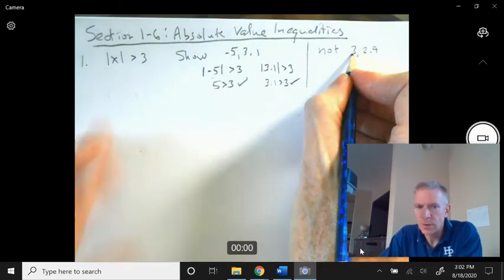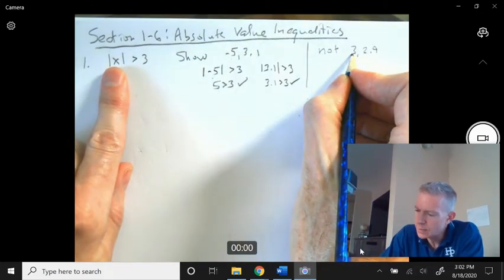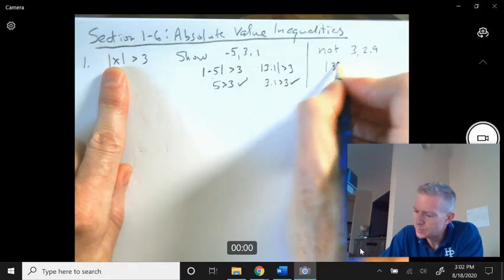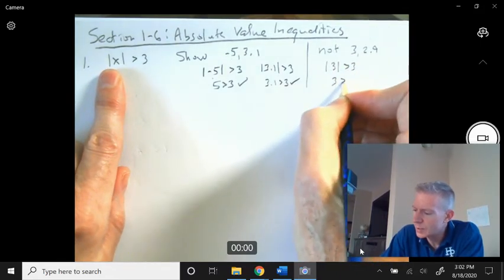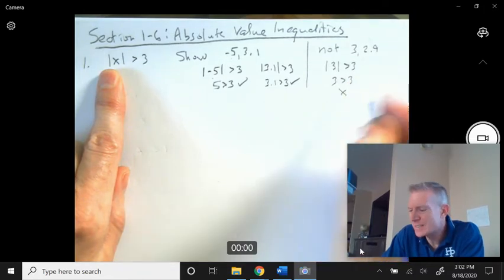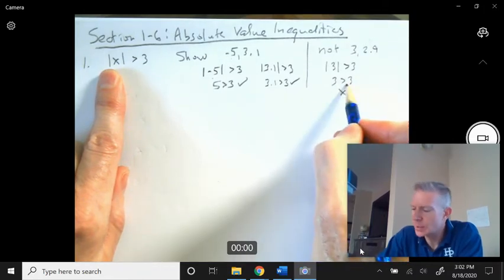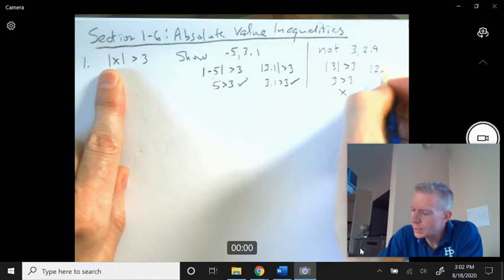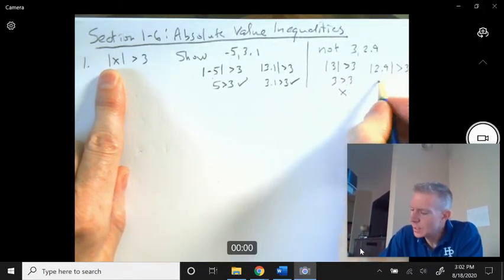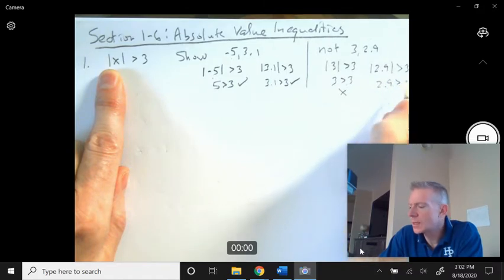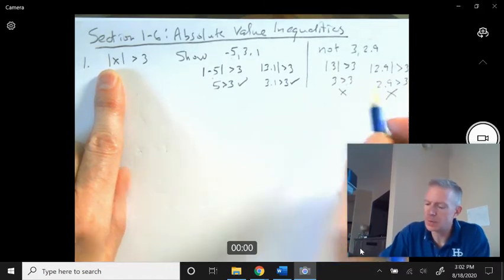Now I'll show that these are not true. We plug in 3 for x, absolute value of 3 is greater than 3. 3 is greater than 3? That's not true because 3 is equal to 3. It's not bigger than 3. The absolute value of 2.9 is 2.9, and 2.9 is certainly not greater than 3. So that one doesn't work either.